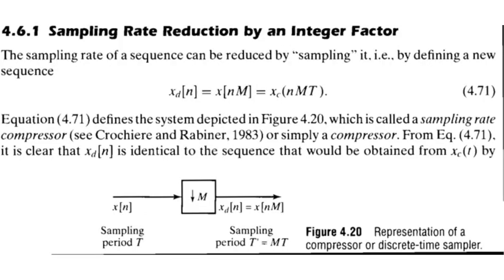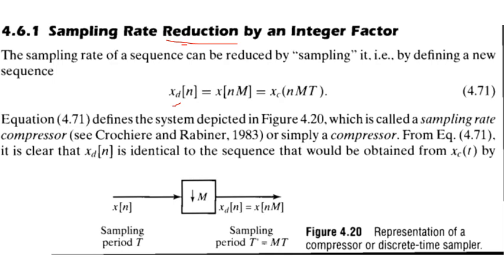The first method of changing the sampling rate is reduction of the sampling rate by an integer factor. Whenever there is a reduction in the sampling rate, it means we are doing decimation. So this D represents decimation. Reduction also means compression, and one thing you must be clear about is that whenever we compress a signal, it means that now we have fewer samples.